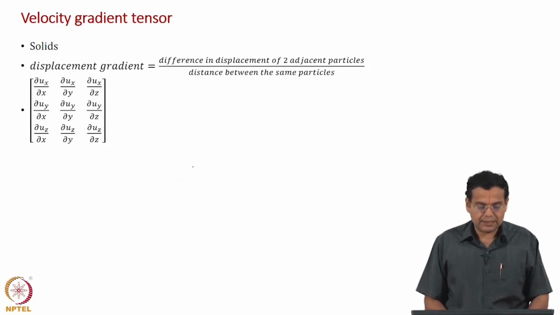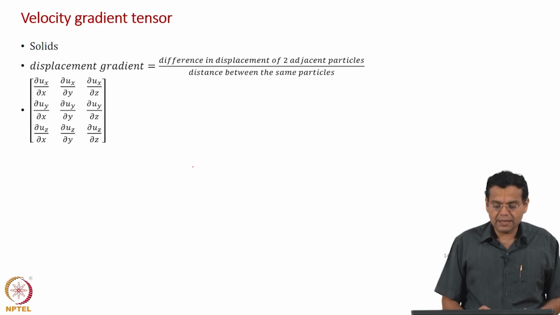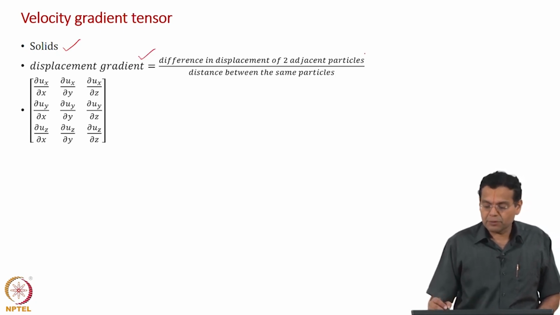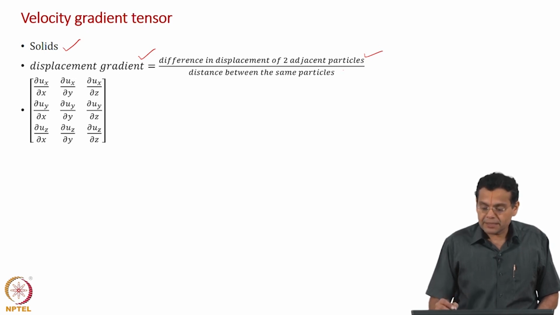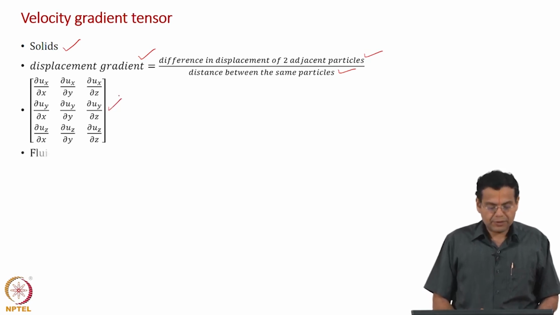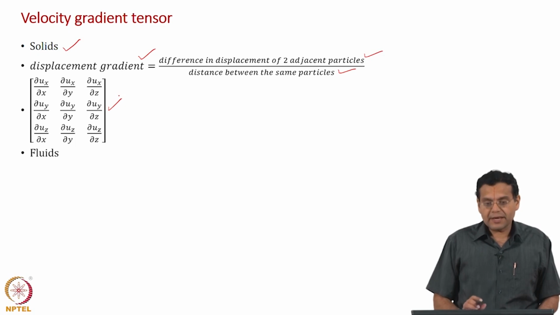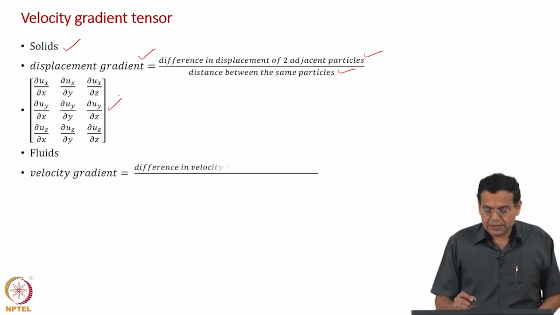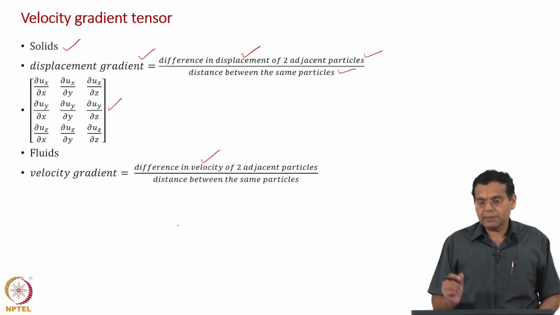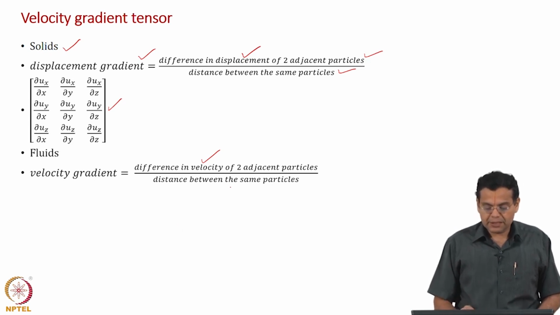Now let us see how do we extend that for fluids. Okay, this part is same as what we have seen in the last slide. For solids we have displacement gradient, difference in displacement of two adjacent particles divide by distance between the same particles, okay, and this is the displacement gradient tensor. Now for the case of fluids, let us define the velocity gradient. How do we define velocity gradient? Instead of displacement, now we take velocity. So the definition is difference in velocity of two adjacent particles divide by distance between the same particles.